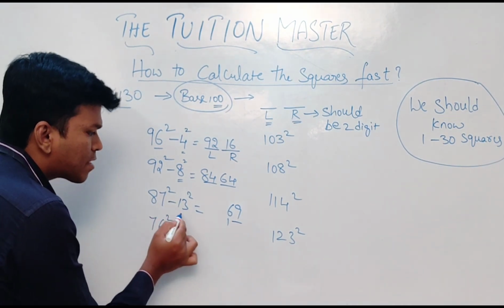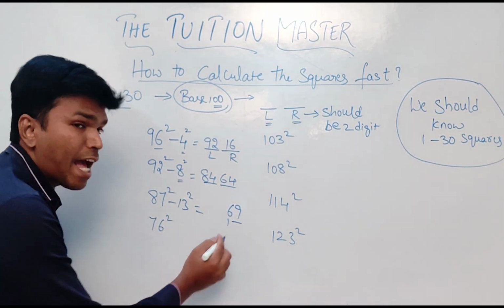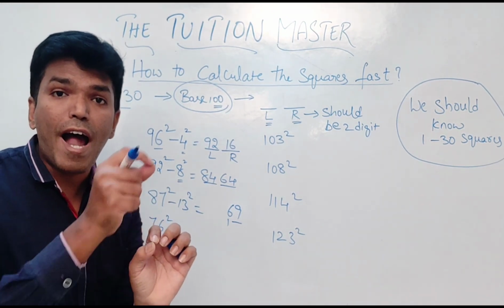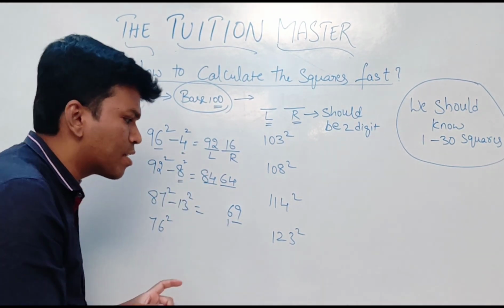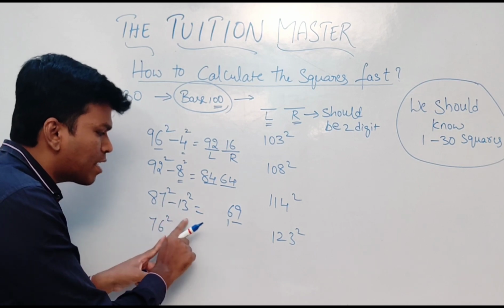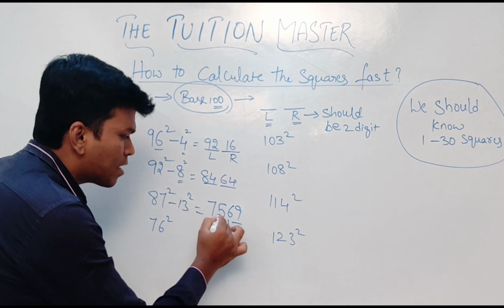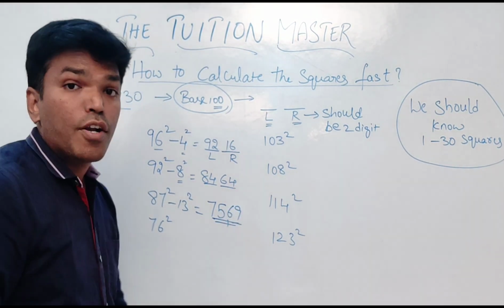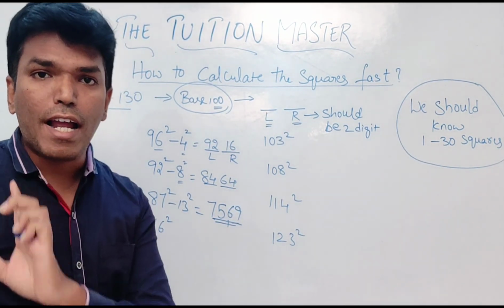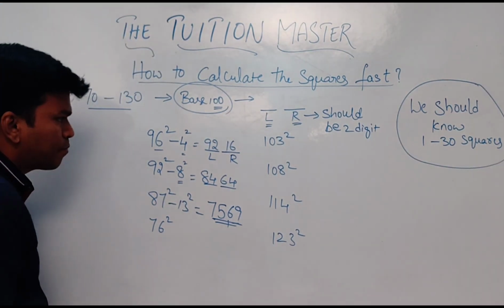Now, what is 87 minus 13? 74. And there is a carry. When there is a carry, you have to add the carry to the left side part of the answer. So 87 minus 13 is 74, plus 1, 75. So my answer is 7569. Don't forget to add the carry if there is a carry. Okay, next.